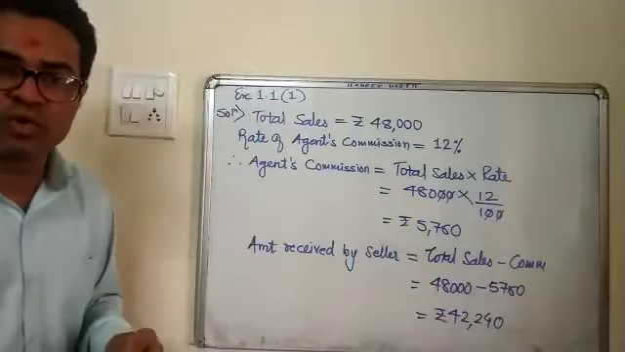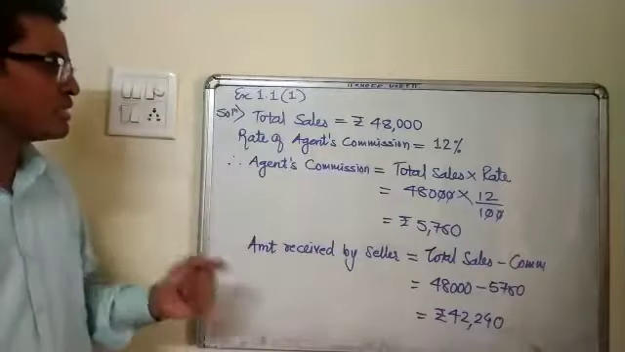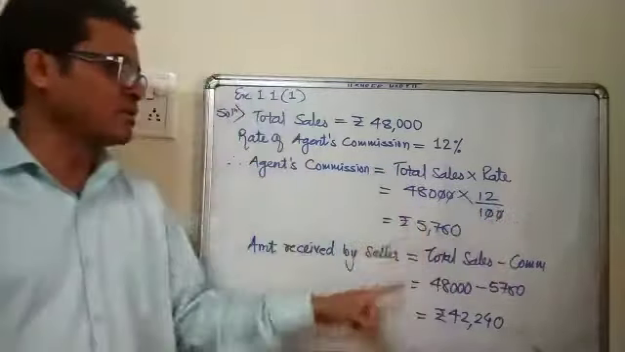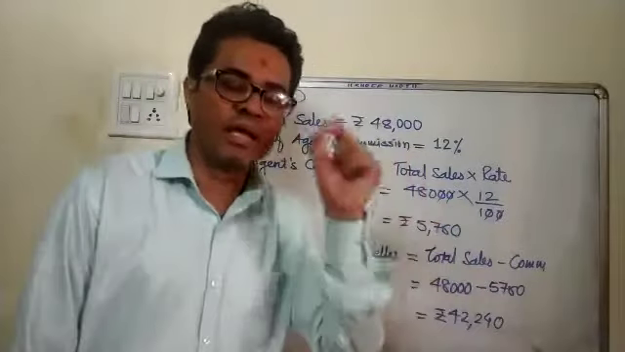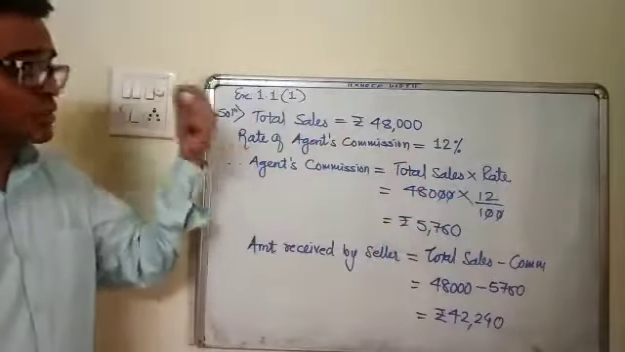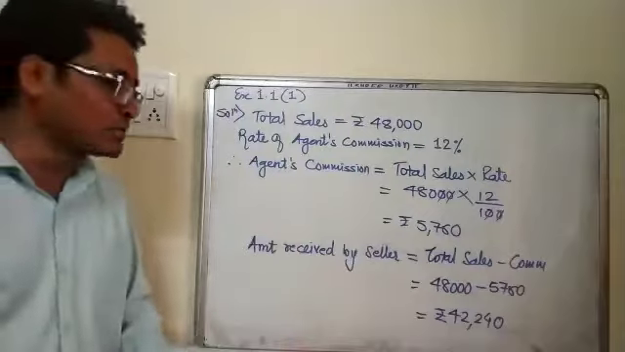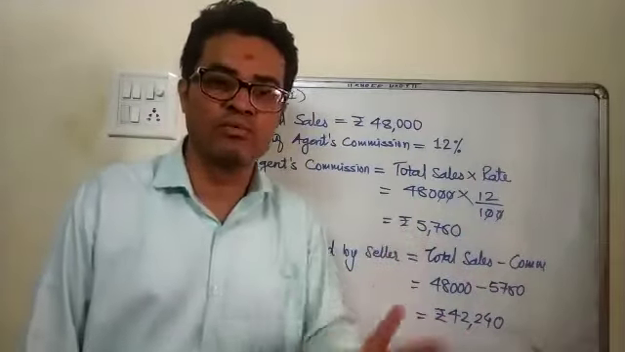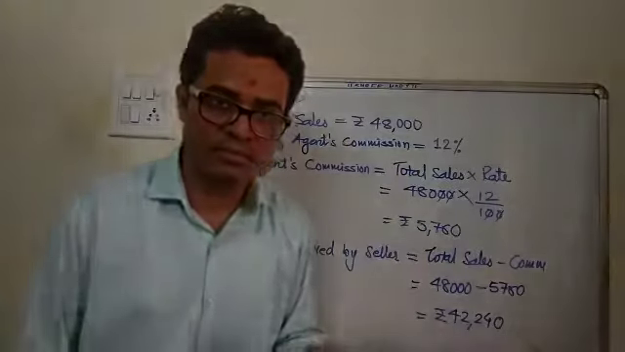So here we have total sales, yes, 48,000. Agent is getting commission 12% on sales, 5,760. And amount received by seller comes from sales minus commission, 42,240. Understood?